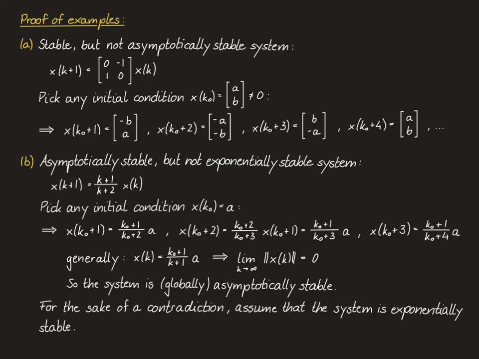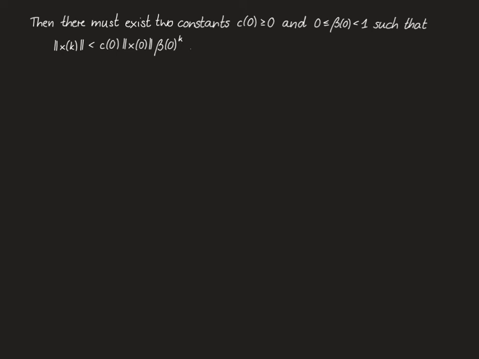Now, for the sake of a contradiction, assume that the system is also exponentially stable. Then there must exist two constants, a positive c of 0 and a beta of 0, which is positive and less than 1, such that this condition is satisfied. Note that without loss of generality, we have chosen k0 to be equal to 0 here, and the relevant equilibrium point x bar is the origin anyways, since we're dealing with a linear system.